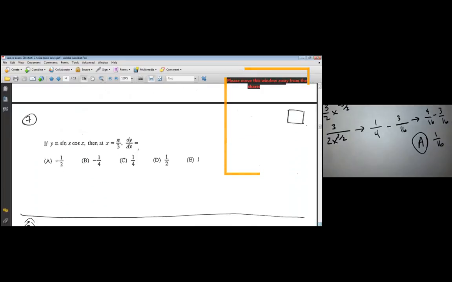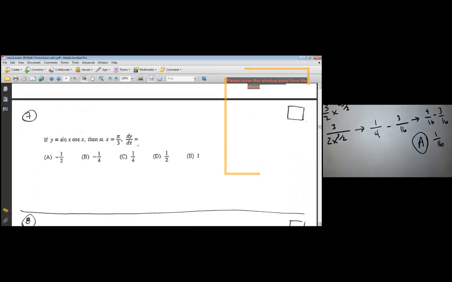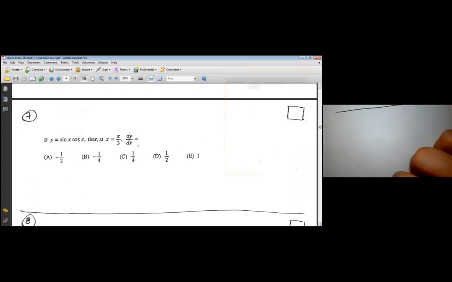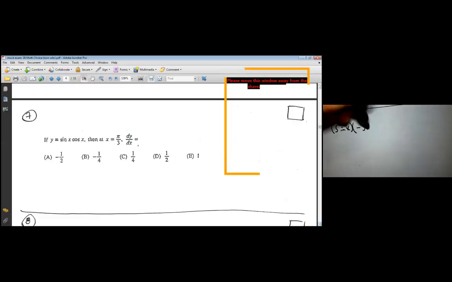All right, number 7, a nice implicit problem. Hopefully you're doing a product rule with that. Otherwise, it would not be a nice implicit problem. So we're trying to find dy dx. That would be first is sine, derive the second. Cosine goes to negative sine. So first derive the second plus the second, derive the first, sine goes to cosine.